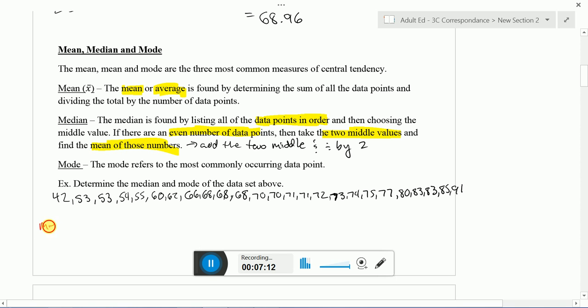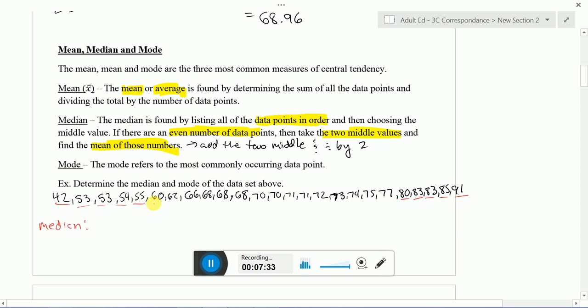Now to find the median, there's a couple ways we can do it. The first way is to just start canceling out numbers from each side. So again, I underline them so I can still see the numbers. I underline 5 from both the smaller side and the bigger side. So 1, 2, 3, 4, 5. 1, 2, 3, 4, 5.